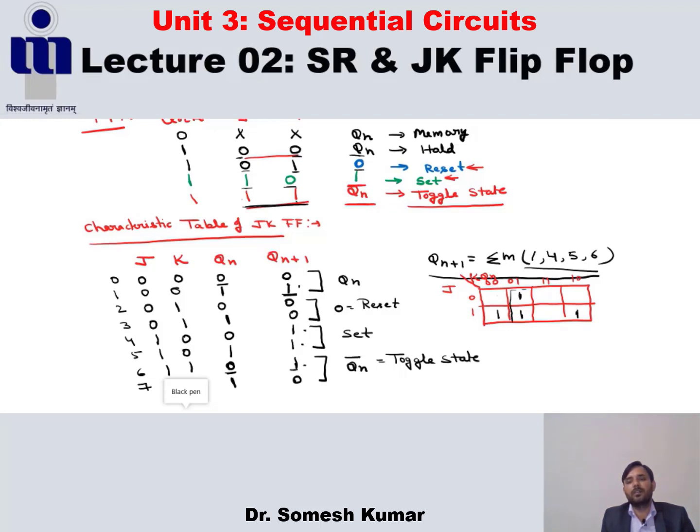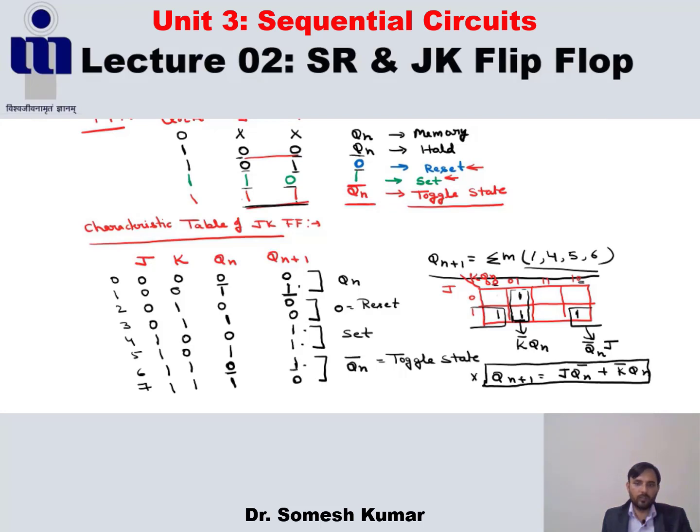Now, how does the combination take place, how does the pairing take place? One pair is this, and the other pair is this, and this pair. What is the output of this pair? The output of this pair is K bar Qn, and the output of this pair is basically the common Qn, and the output of this pair is basically Qn and J, right? J, Qn bar basically. Here this is 0, so that's why Qn bar J. So here Qn plus 1 is represented as J Qn bar plus K bar Qn. So this is the Boolean equation for our JK flip-flop, right? Which you have to remember.